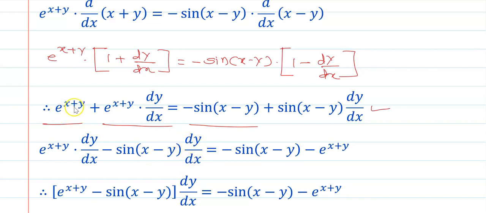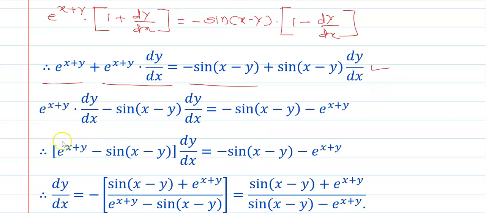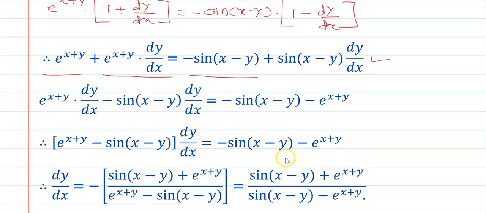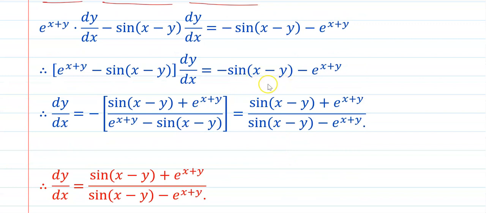That is e raised to x plus y. हे plus आहे. इकडे अंतर काय झालं तर minus sin of x minus y. Okay. Now collect the dy by dx. That is e raised to x plus y minus sin of x minus y, bracket complete into dy by dx. And that's equal to take the minus sign. We will take the minus sign common. यातनं minus sign आपण common घेणार. Then in bracket you will get minus sin of x minus y plus e raised to x plus y.